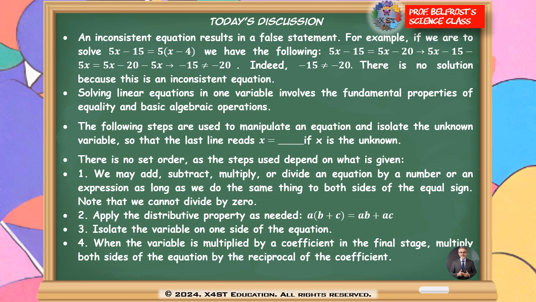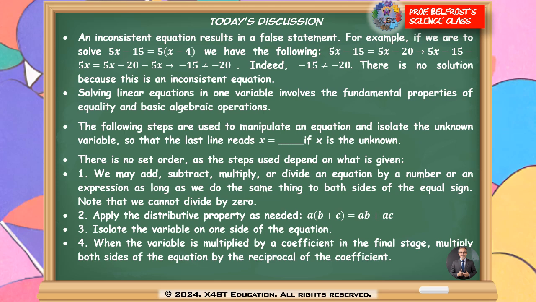And now the third type, inconsistent equation. An inconsistent equation always results in a false statement. For example, we are to solve 5x minus 15 equals 5 times the quantity x minus 4. We have the following, and we solve it: -15 is not equal to -20. So actually there's no solution because this is an inconsistent equation.